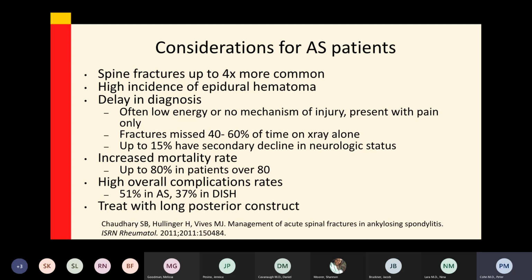And really the treatment for anyone with a fracture where they have an ankylosed spine is fusion with a long posterior directed construct, because that'll give you the ability to create a longer, more extensile construct to give the most support.